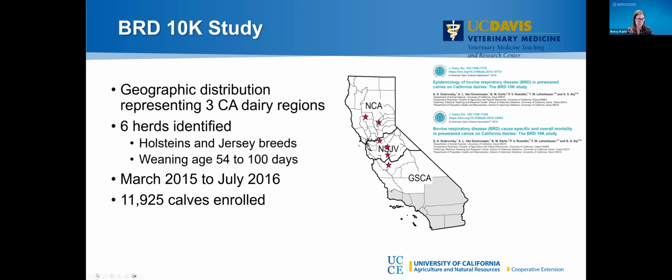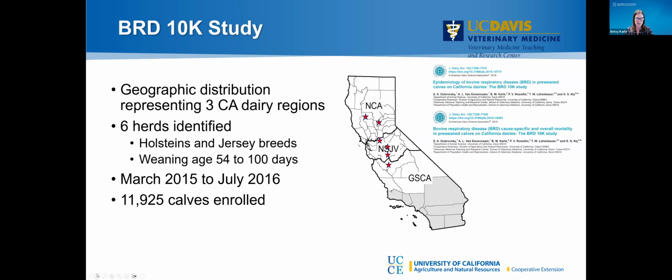to better correlate the risk factors with respiratory disease as they're geographically distributed, not only throughout the state, but also across breeds. And we did have a fairly wide range of weaning ages from 50 to 100 days. So there's quite a bit of diversity in the way calves are raised in California.